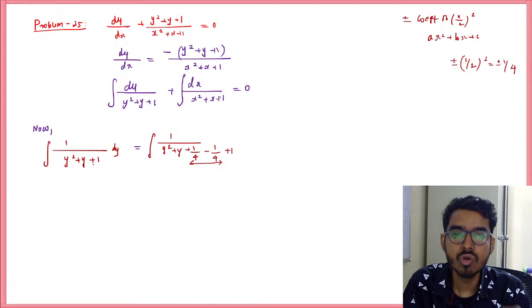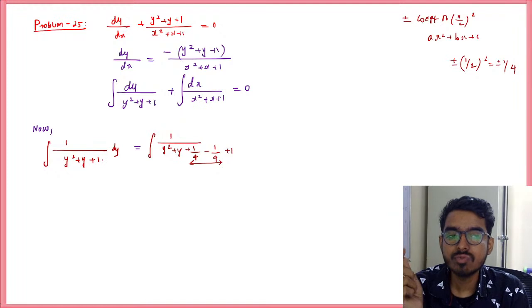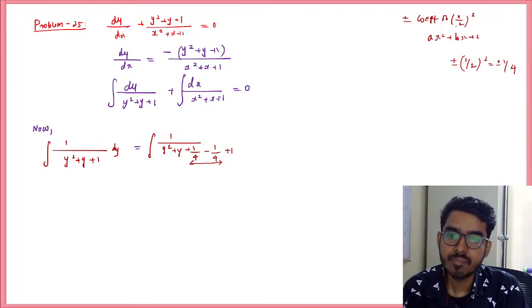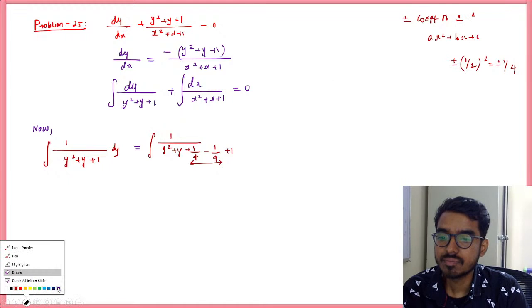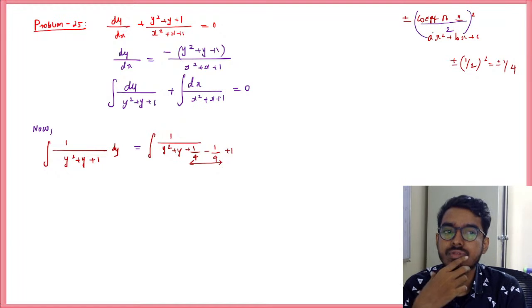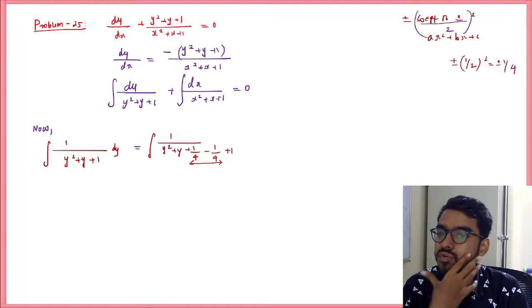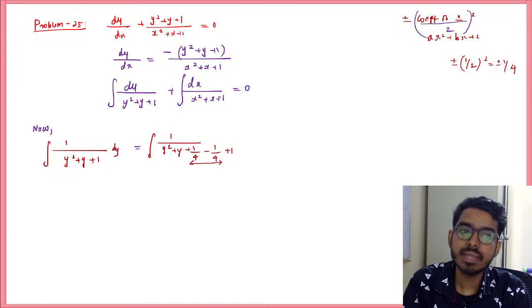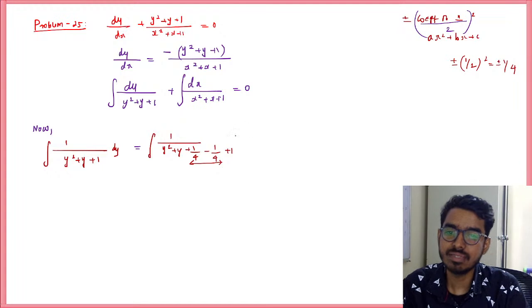We have just added and subtracted this term: the coefficient of y by 2, whole square. The coefficient of y is 1, so we have 1 by 2 whole square, which is 1 by 4, right? Completing the square, this is 8th standard level.